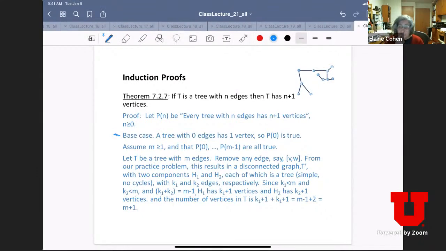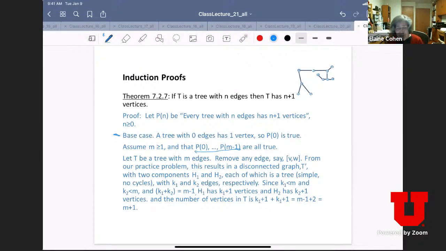So we assume it's true up to m minus 1, and then we look at a tree with m edges and take away an edge. From the practice problem that we just walked through, that results in a disconnected graph T prime that has 2 connected components, H1 and H2, each of which is a tree. Why is it a tree? Well, it's a connected simple graph and it has no cycles, each component. Each of those components we already know has k1 edges, say. So it has k1 plus 1 vertices because, why? Because we're invoking the hypothesis, since it has fewer edges.